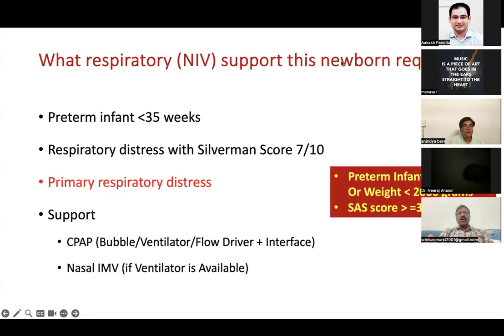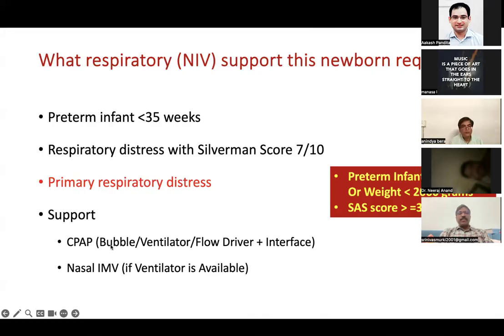So what non-invasive respiratory support? This is a preterm baby, less than 35 weeks. The baby is 28 weeks, so less than 35 weeks. Silverman score of 7 by 10. So this is called primary respiratory distress. That means the distress starts immediately after birth. And we're talking about support for primary respiratory distress.